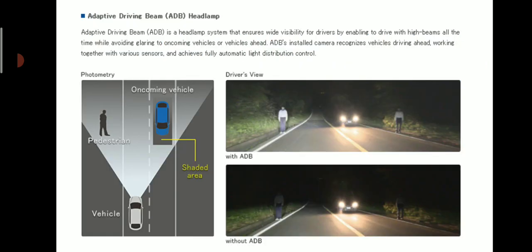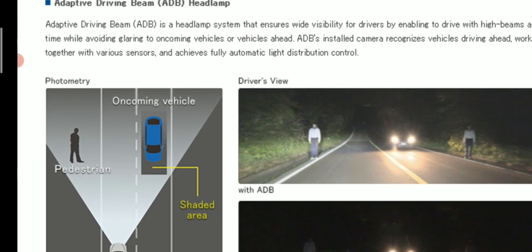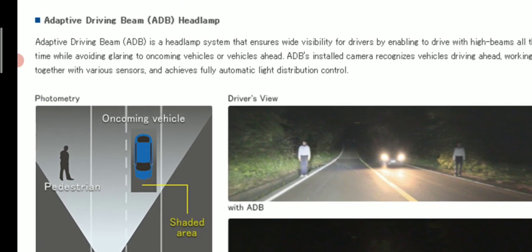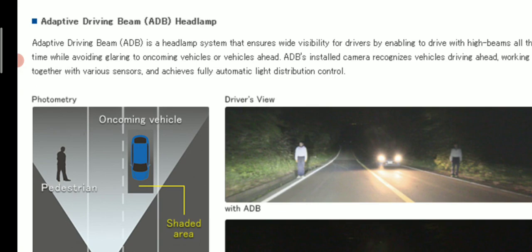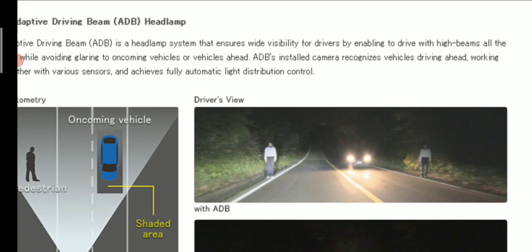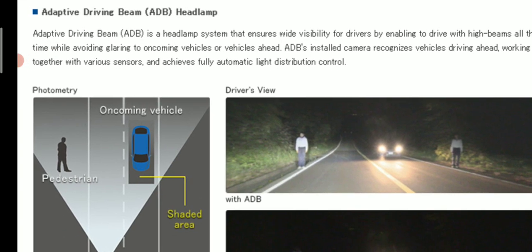Another type of light is adaptive driving beam headlamps. Adaptive driving beam, ADB, is a headlamp system that ensures wide visibility for drivers by enabling them to drive with a high beam all the time while avoiding glaring oncoming vehicles or vehicles ahead.